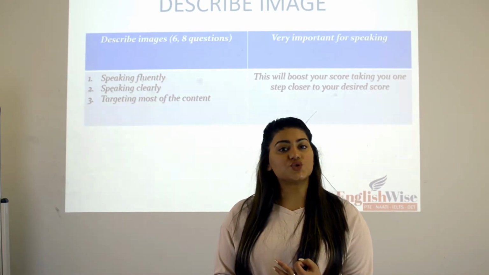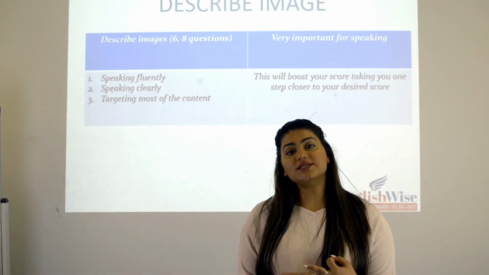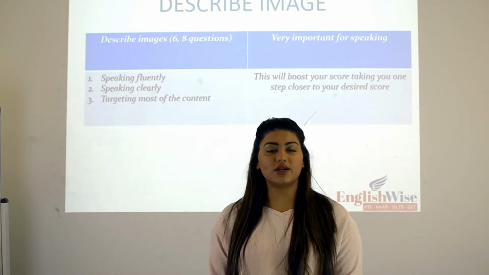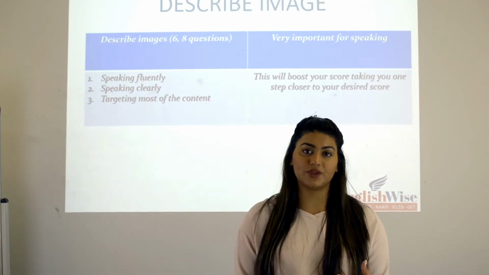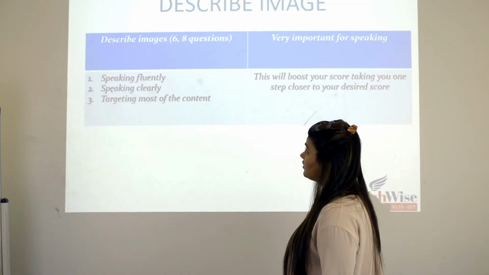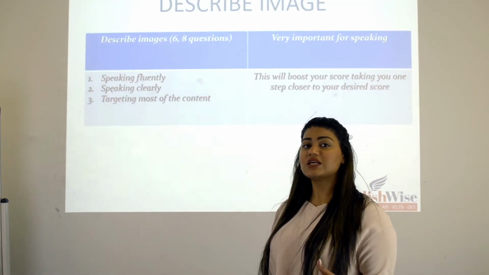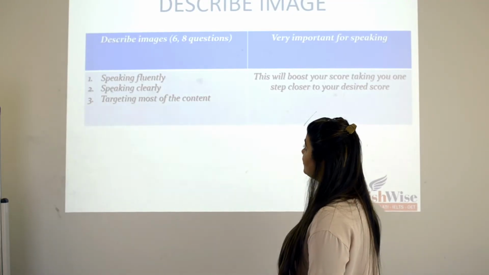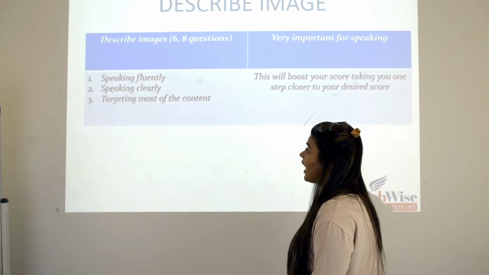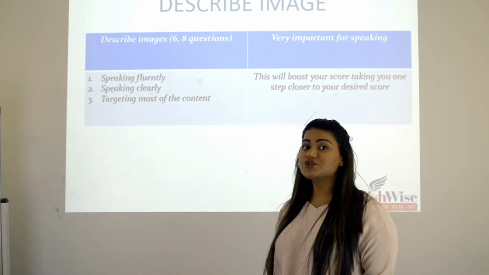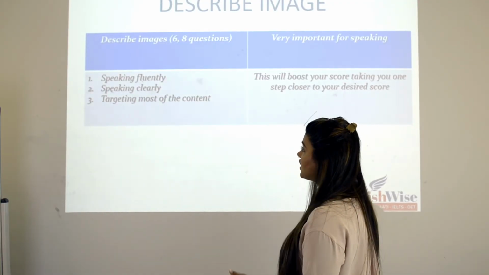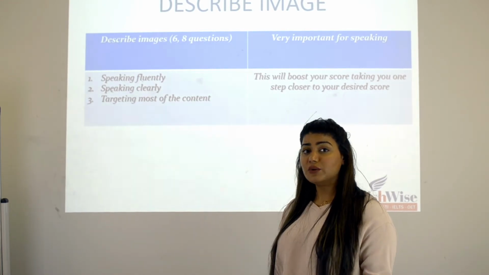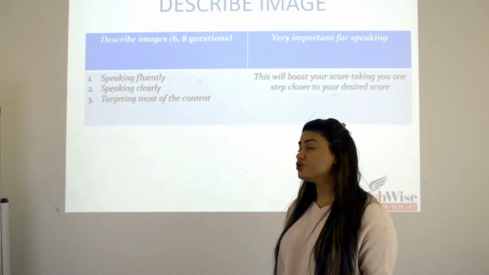Fluency is no pauses, no fillers, no hesitation. Pronunciation is the clarity of words, and content is how much content you are giving in regards to the image. There are around 6 to 8 questions and it comes after your Repeat Sentence. It is the third section in a row in your speaking module. You have to speak fluently, you have to speak clearly, and you have to target most of the content. Most important factor, guys: fluently, clearly, and target most of the content.